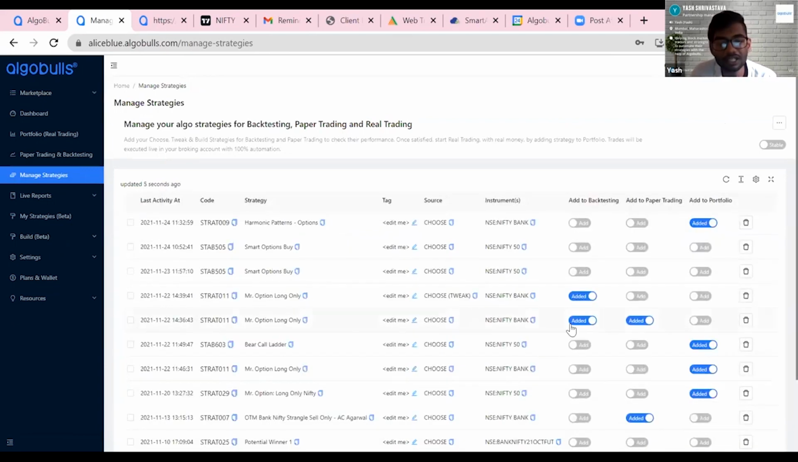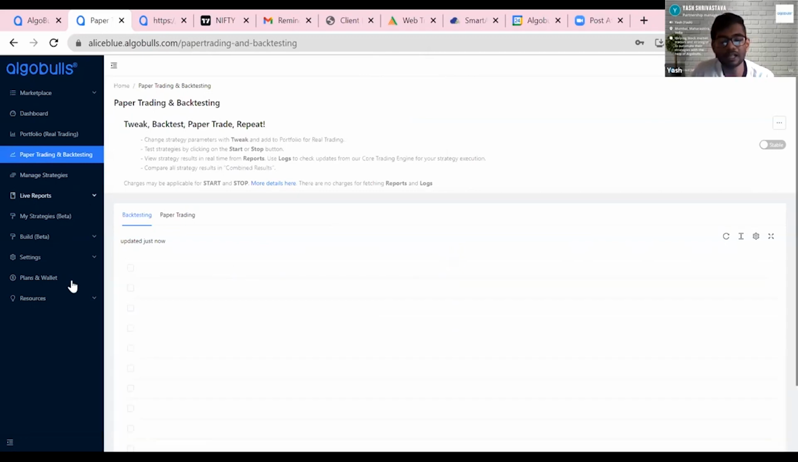So you can see there's an option for backtesting and paper trading. You can just add the strategy to backtesting and paper trading, and the strategy will be added to your backtesting and paper trading cycle. So now I go to backtesting and paper trading.